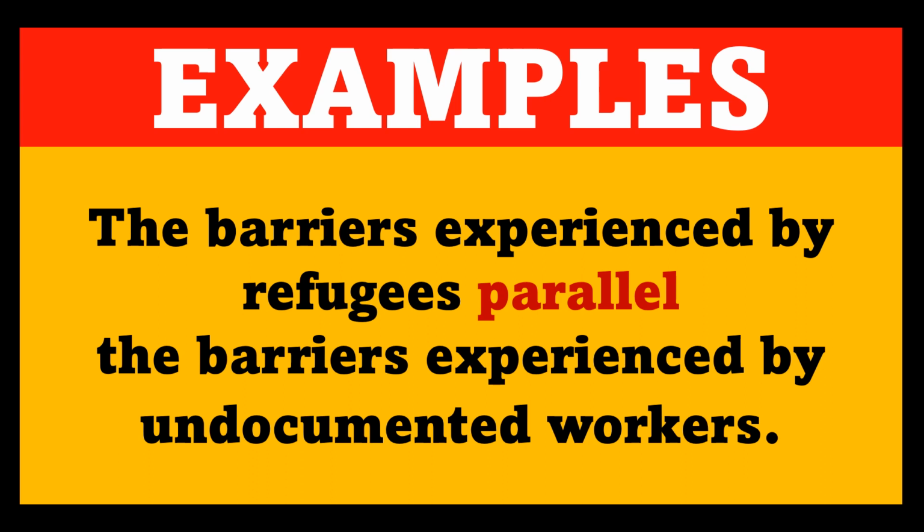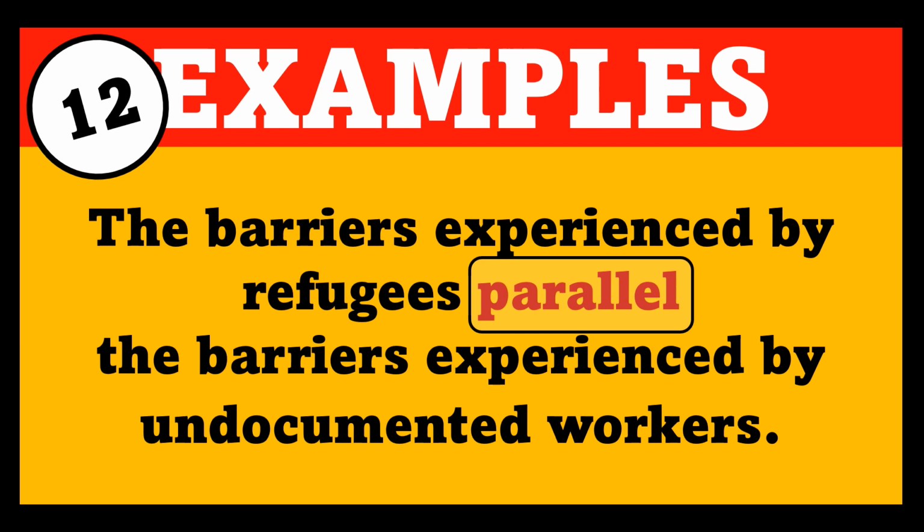If we instead write, the barriers experienced by refugees parallel the barriers experienced by undocumented workers, we turn that noun into a verb, and now we only have 12 words, thereby reducing our word count again without having to sacrifice any of the substance of what we're saying. All the information is still there.